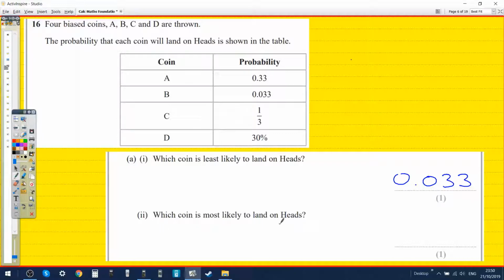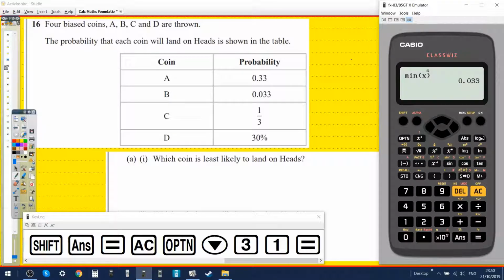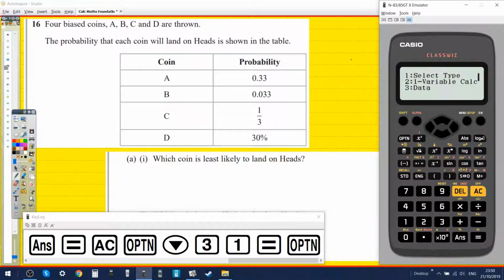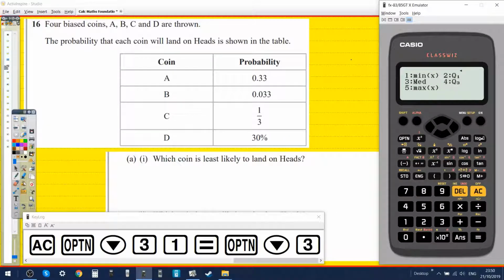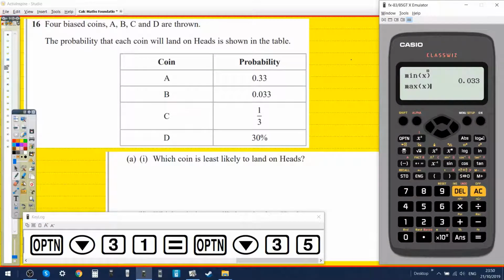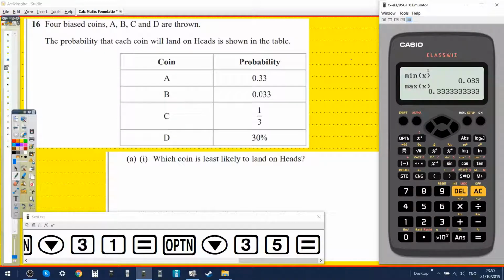Which coin is most likely to land on heads? That is the maximum. That is the max thing. The same thing again. Option, down, min max 3. This time we want max. Press equals. What do you get? 0.33333. That is not even on the table.